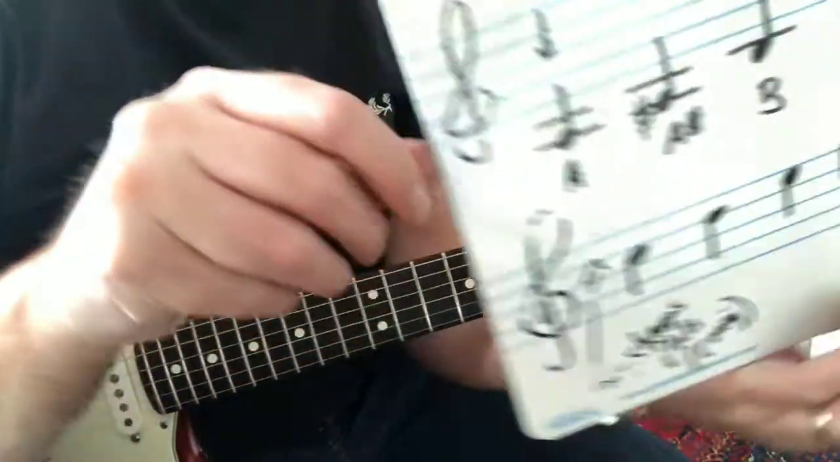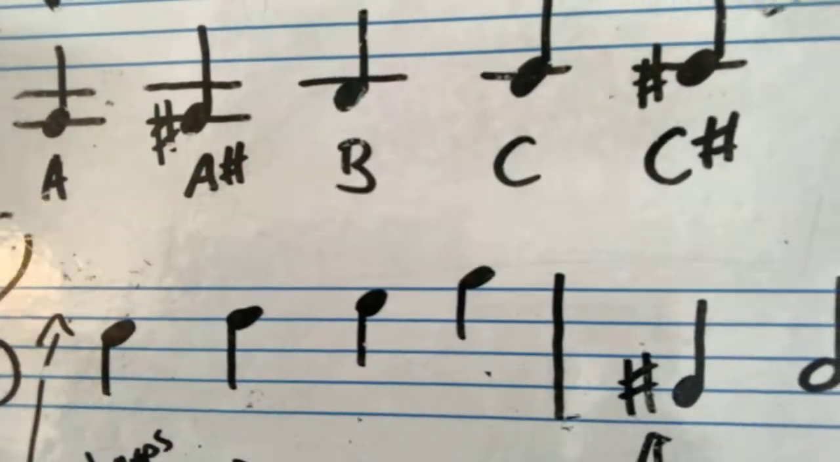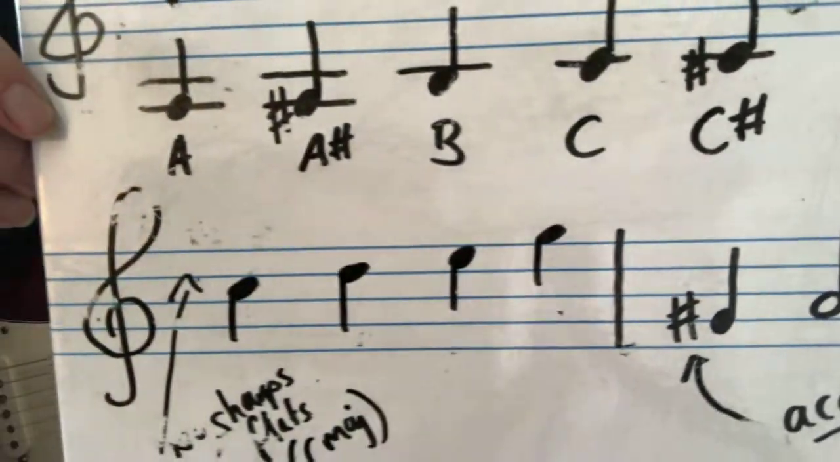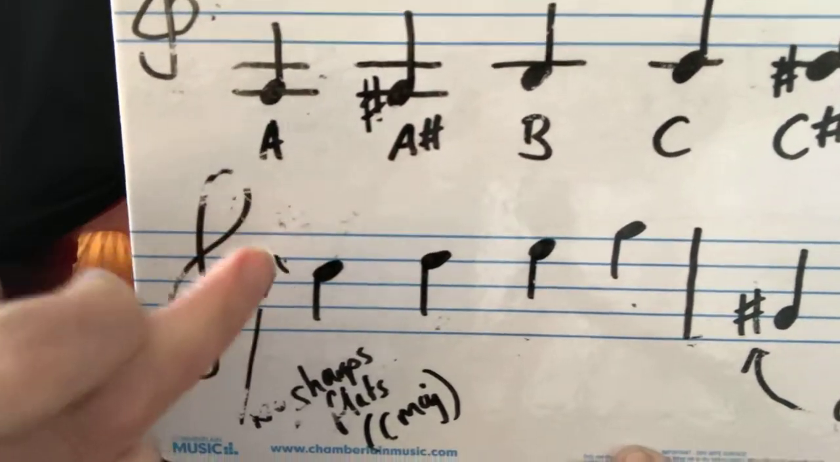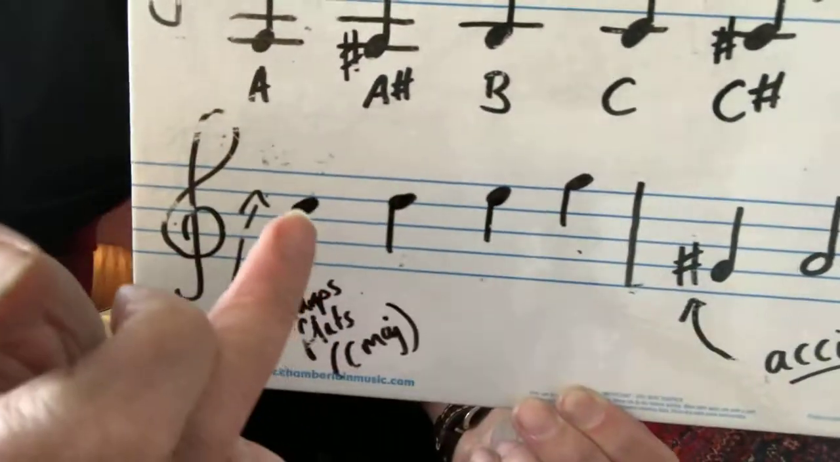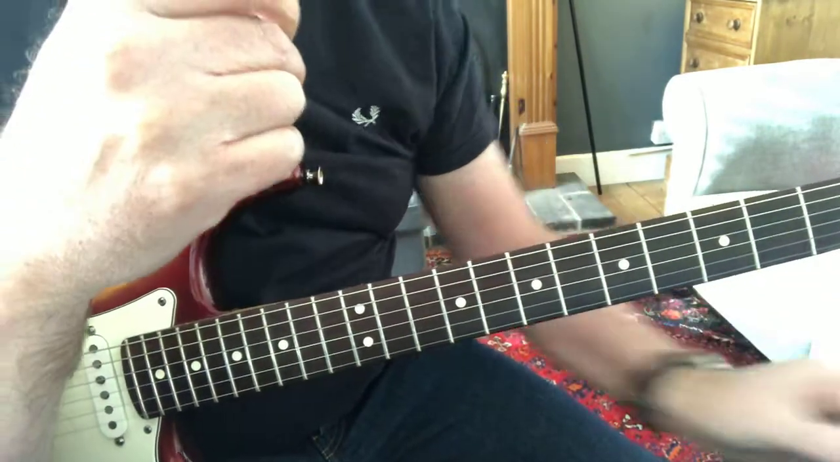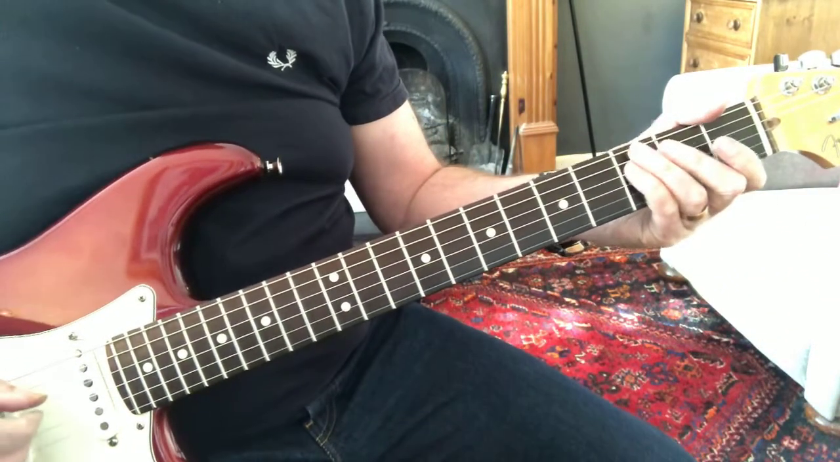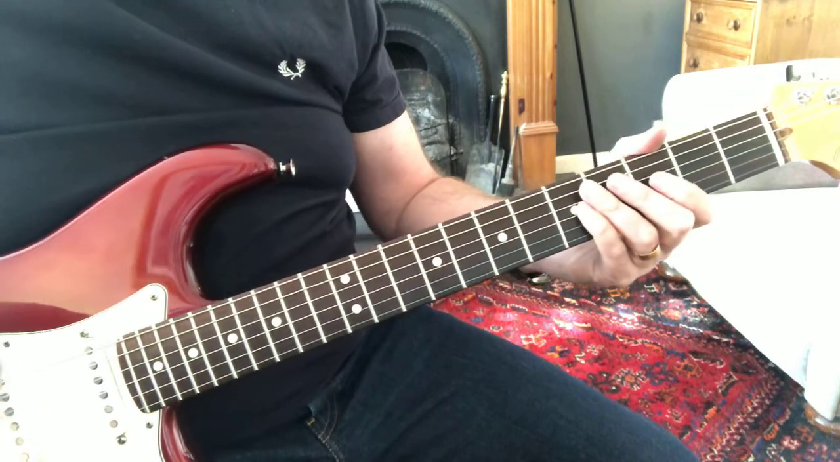So that's an accidental, and they can be flats or they can be sharps, and they go on the stave directly before the note that you want to sharpen or flatten, and you need them when your key signature doesn't naturally incorporate them. And you can have it in any key, it doesn't matter, it doesn't have to be C major. Right, so that's the fifth string and accidentals all in one go.